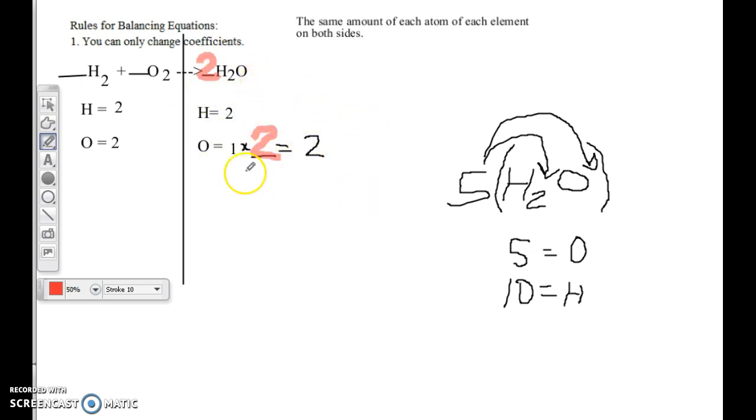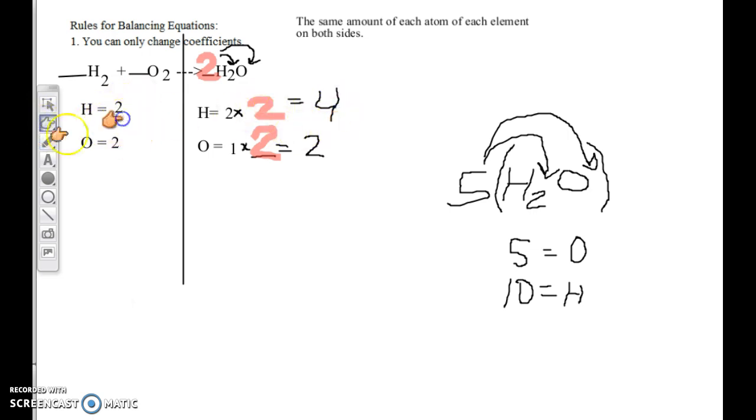All right, so look what else happens. When I change this coefficient in front of a compound, I have to distribute it. So now, not only do I have 2 atoms of oxygen, but now how many atoms of hydrogen do I have? Well, I have to take that same thing, and I multiplied it by 2, so now I have a total of 4. So I messed up my hydrogens. Oh, but that's easy to fix.